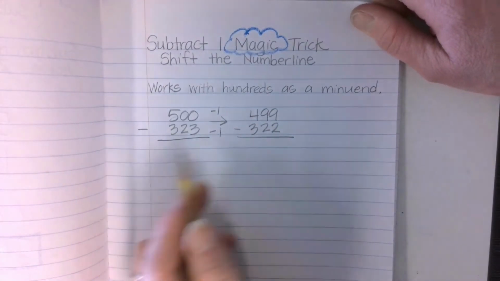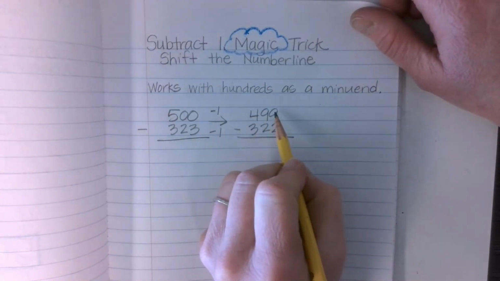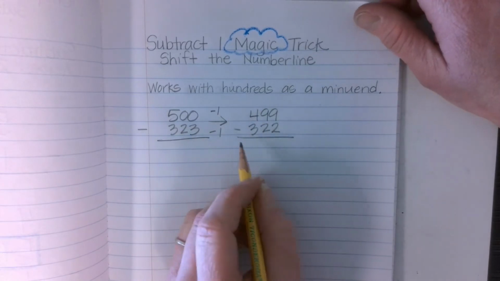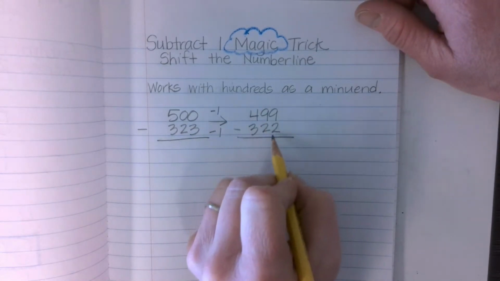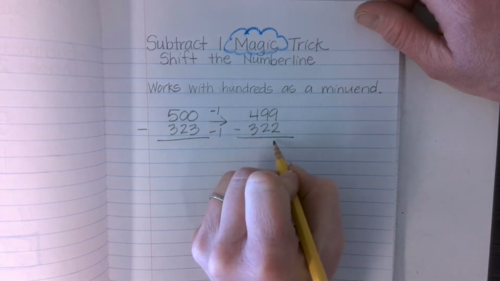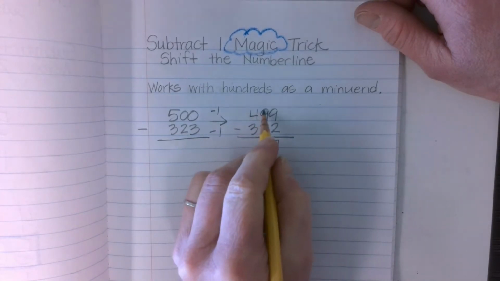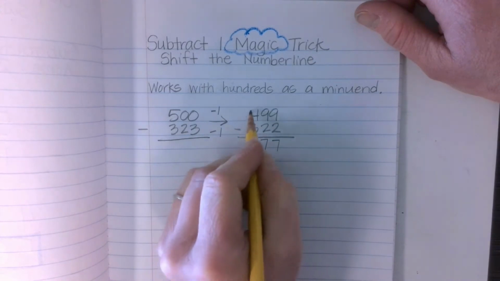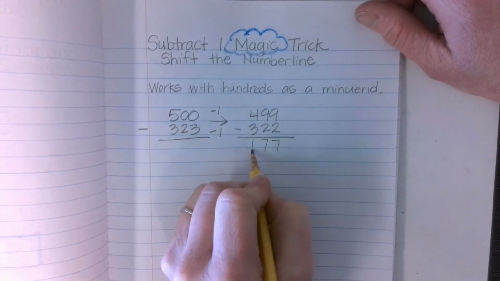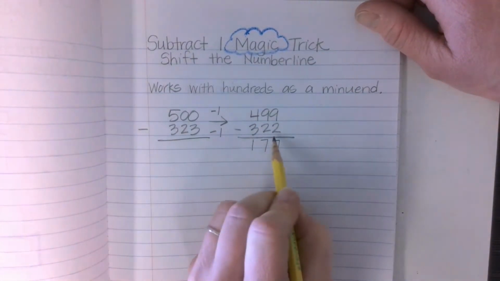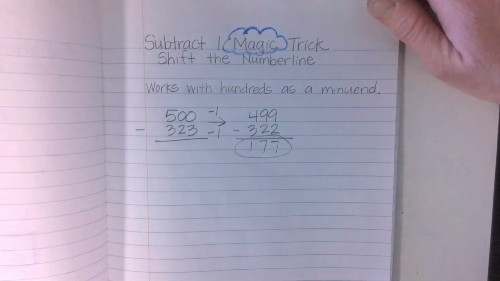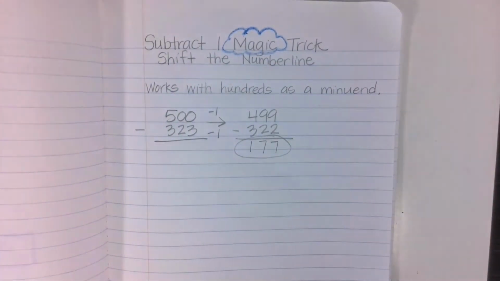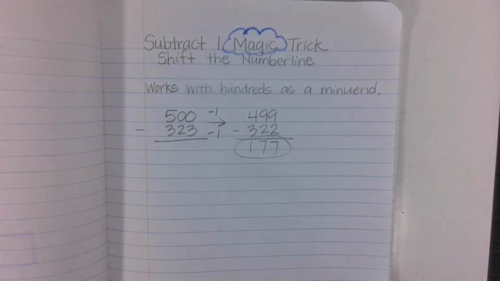Then, voila, I have no regrouping that I have to do. I can just do 9 subtract 2 is 7. 9 subtract 2 is 7. 400 subtract 300 is 100. And my difference is 177. Okay.